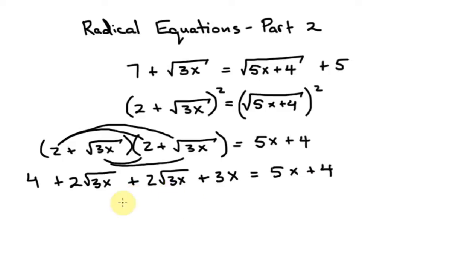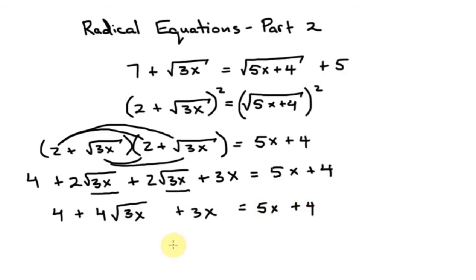Actually, let's simplify it before we get too carried away. Yes, we do have these radicals, but at least we can combine them because they are like radicals. So that's going to be 2 and 2, so that's 4 of them. Okay, so that's good. And then we got plus 3x equals 5x plus 4.